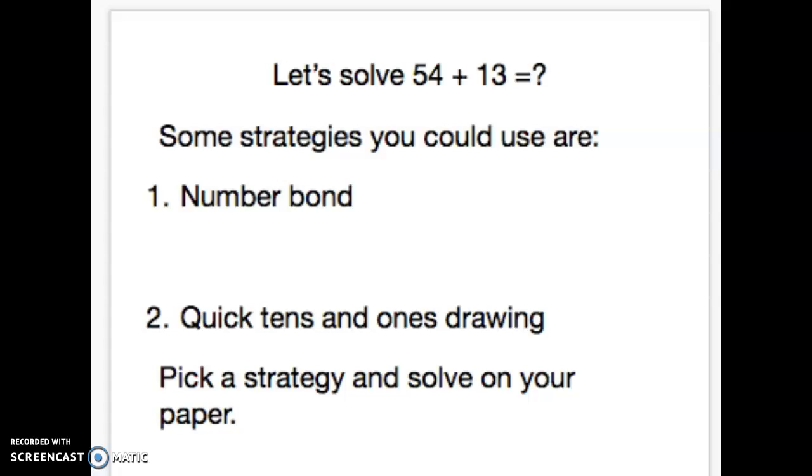Let's solve 54 plus 13. Pick either a number bond or your quick tens and ones drawing and solve on your paper.